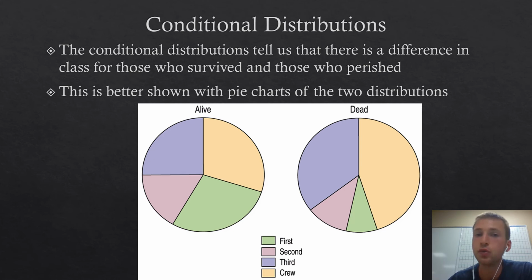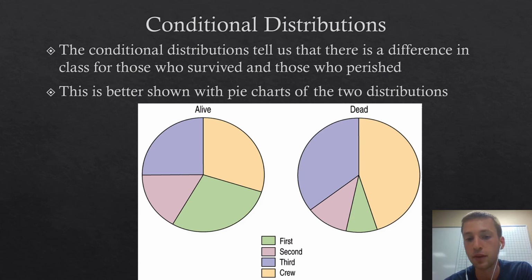So we just found two conditional distributions. One was for those who lived on the Titanic, and one was for those who died on the Titanic. And yeah, it's somewhat insightful to look at two conditional distributions side by side in a table. But what really is eye-opening is if you put them in something like a pie chart, okay? So on the left we have those who lived based on their class, and then we have those who died separated by their class as well. We can see very significant differences in the sizes of these pieces, okay?